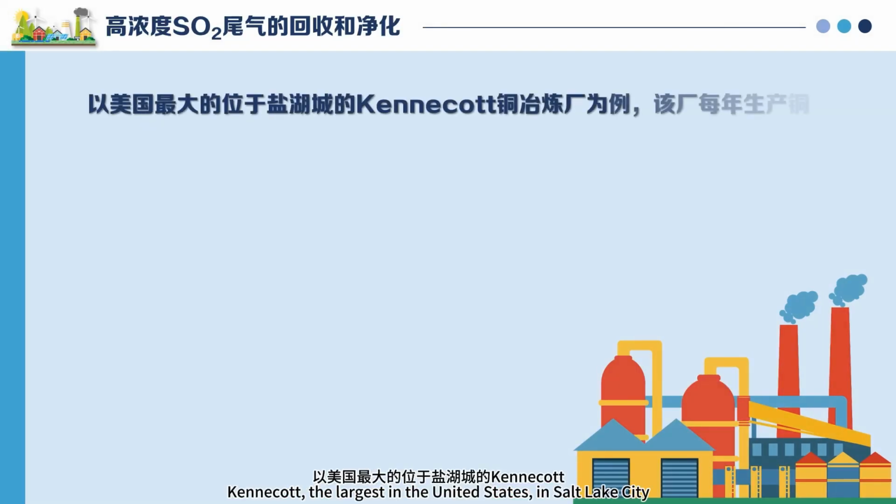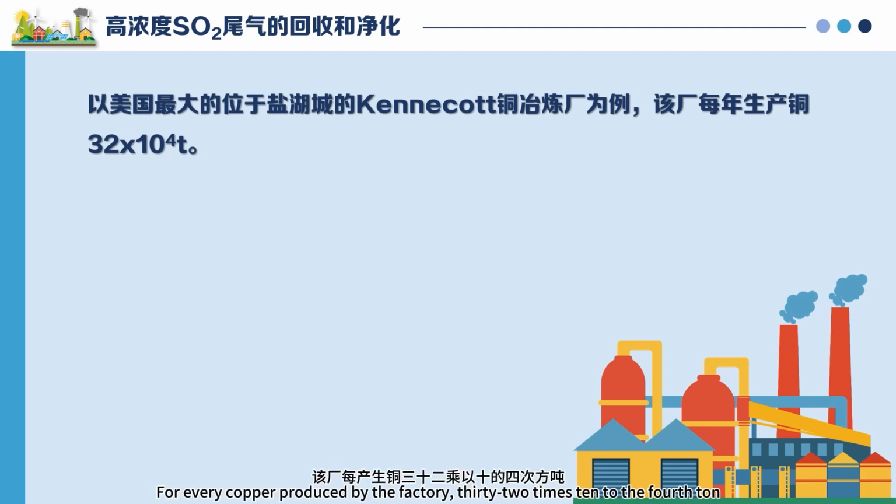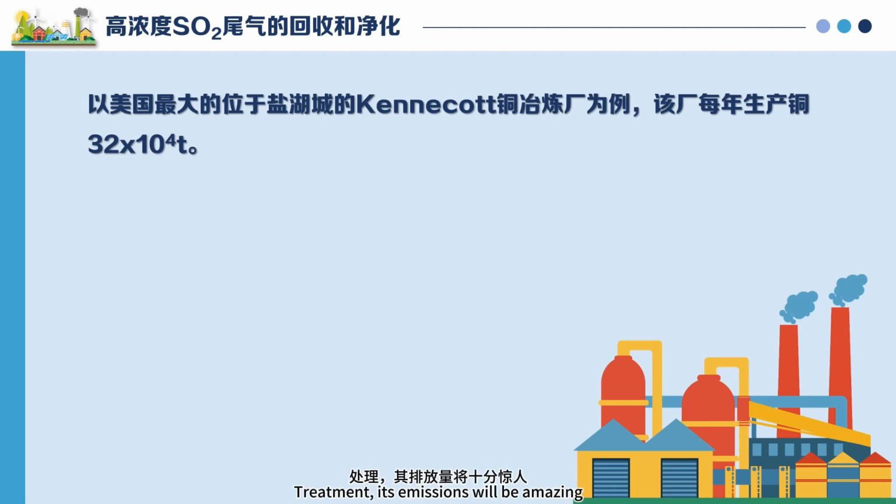Take Kennecott, the largest copper smelter in the United States, in Salt Lake City as an example. For every 32 times 10 to the fourth tons of copper produced by the factory, if the sulfur dioxide tail gas is not treated, its emissions will be amazing.